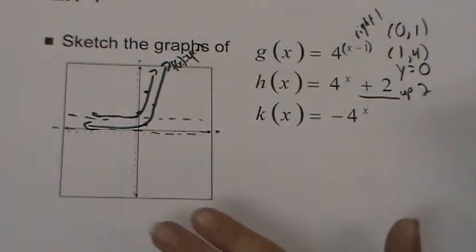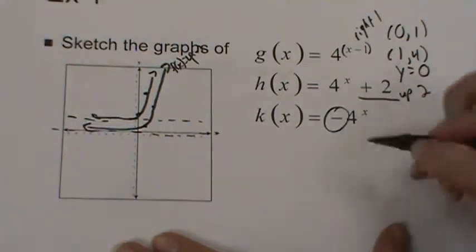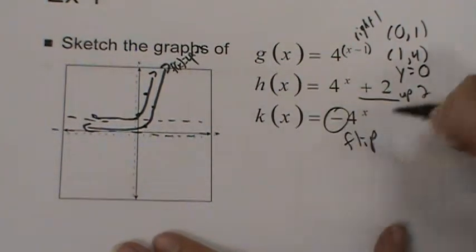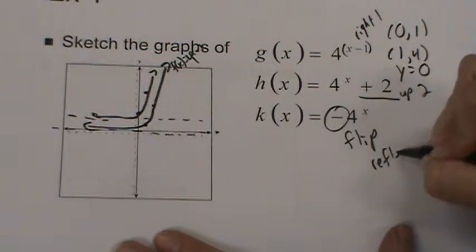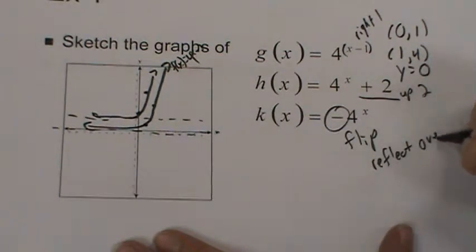The last one, we have the negative in the front, and what that does is that tells you to flip it. So we're going to reflect it over the x-axis.